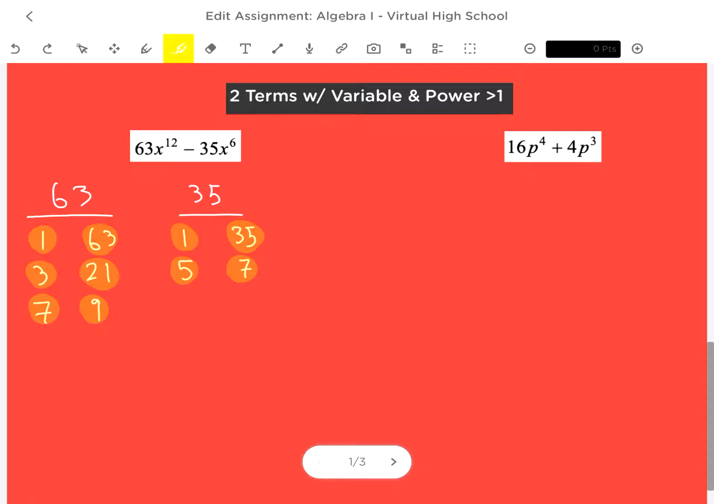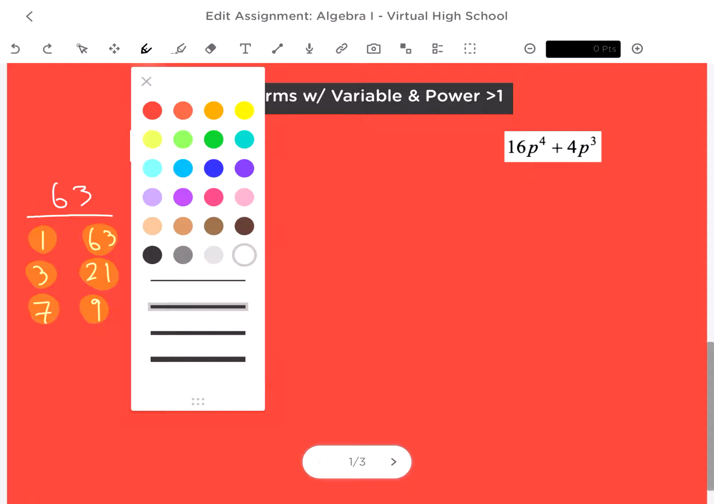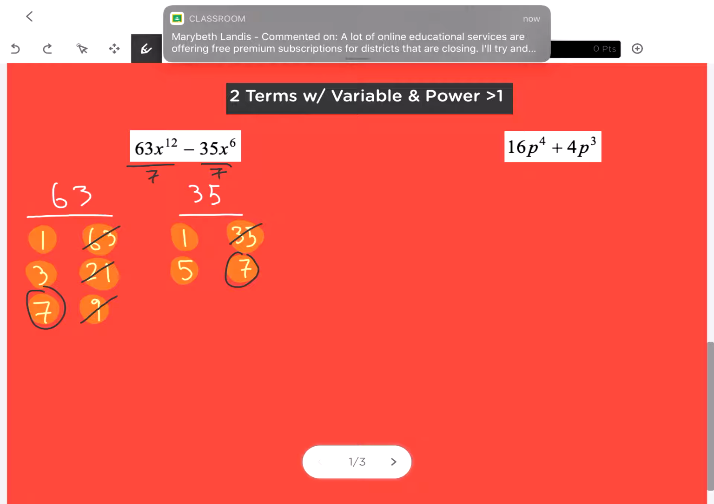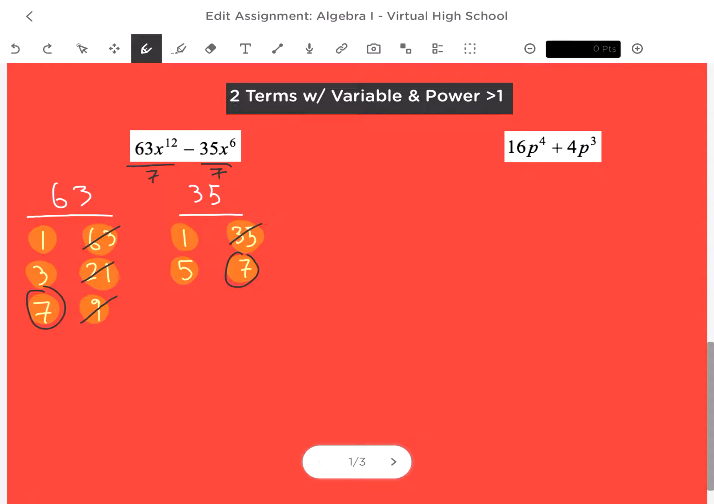Okay. So let's see, what can I eliminate here? So obviously 63 doesn't work, 35 doesn't work, 21 doesn't work, 9 doesn't work, 7 does. So 7 is what I'm going to divide on both sides. But now I also need to divide by something for the variables to cancel those out. So all I'm going to do is look at which variable has a smaller exponent. If I'm looking at the 12 and the 6, which number is smaller? It's the 6, right? So that means I'm dividing by x to the 6th and x to the 6th.